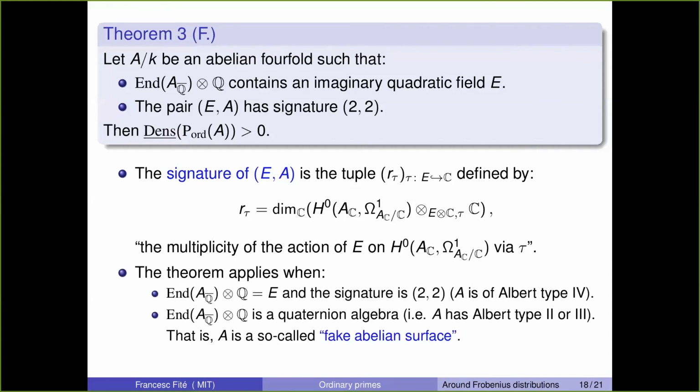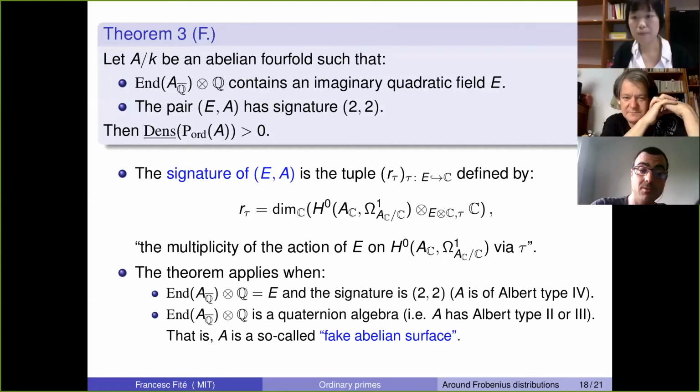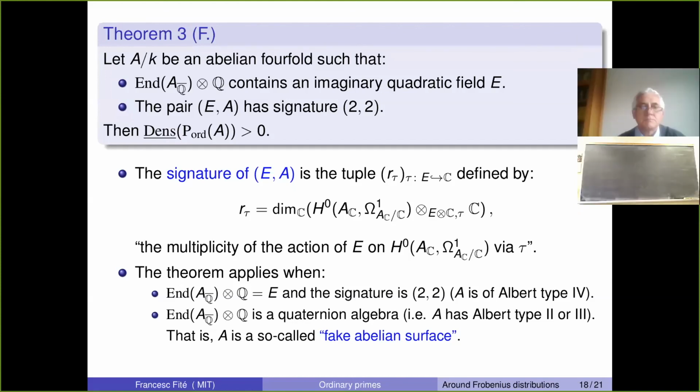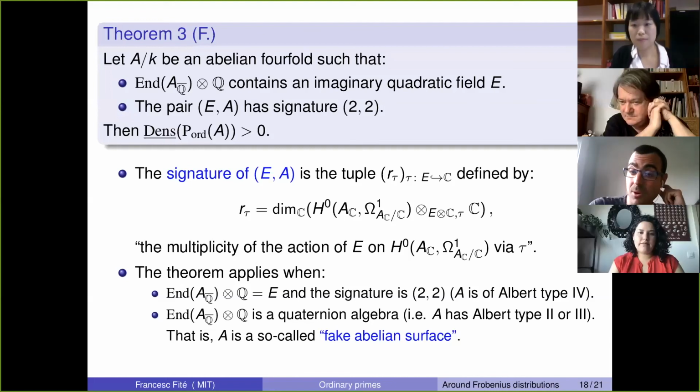And here I had some remark. Of course, the theorem applies when the geometric endomorphism algebra is exactly an imaginary quadratic field, but it also applies when it contains it strictly. An interesting case when it contains it strictly is the case in which this geometric endomorphism algebra is a quaternion algebra, because quaternion algebras always contain imaginary quadratic fields. So this theorem also applies to abelian fourfolds of Albert type 2 or 3, which are sometimes called fake abelian surfaces.